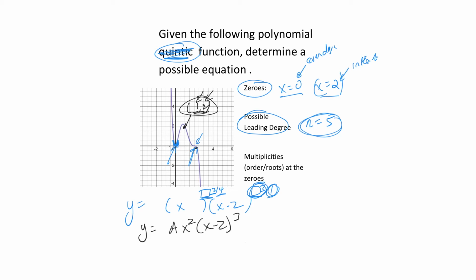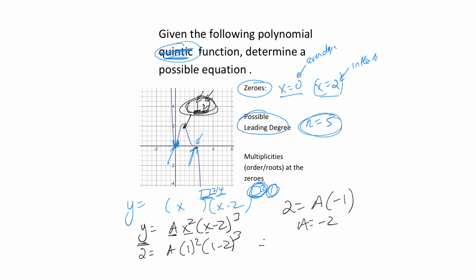To solve for the a value, or what I call the adjustment factor, to fit this point here, all we're going to do is sub in 1 for all the x's, the input, and the y value, the output, is going to be 2. In other words, we have 2 equals a times 1 squared times (1 minus 2) to the power of 3, and then we do BEDMAS on the right-hand side, we end up getting negative 1, and then we solve for a, which is going to be negative 2.